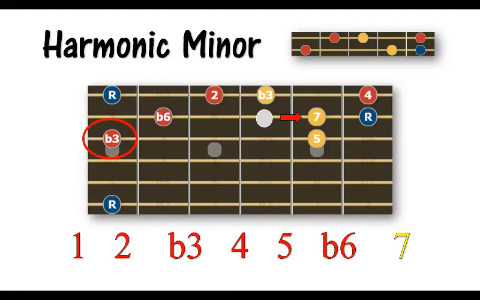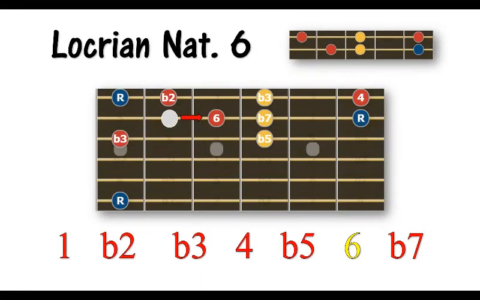The second mode of the natural minor scale is the Locrian mode, but when we raise the 7th to the harmonic minor, we create Locrian natural 6. This means we simply need to raise the 6th from the original Locrian mode spelling. Notice how the chord tones are in the same relative positions for each mode.